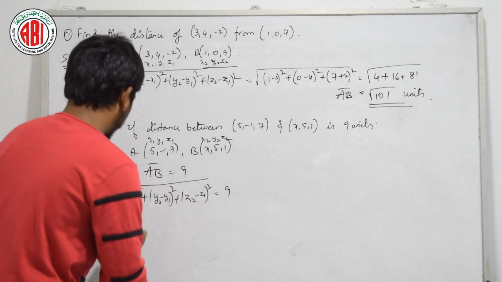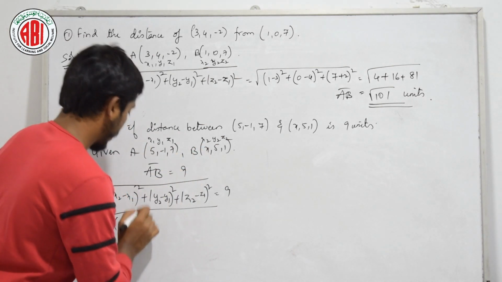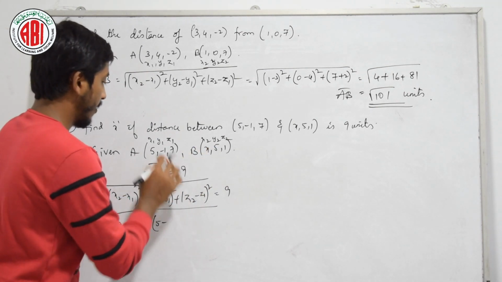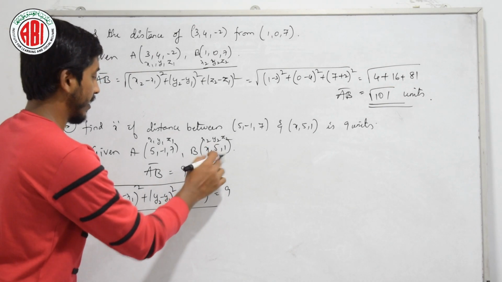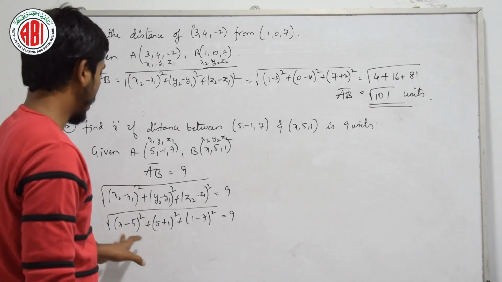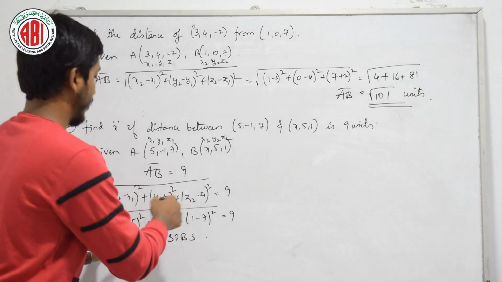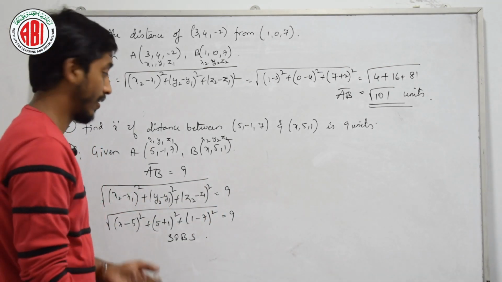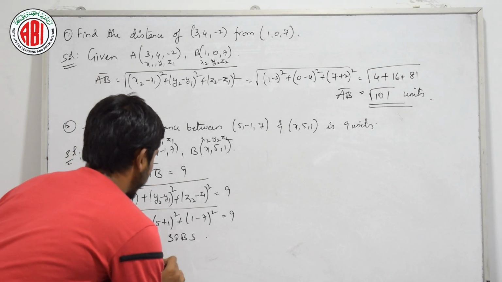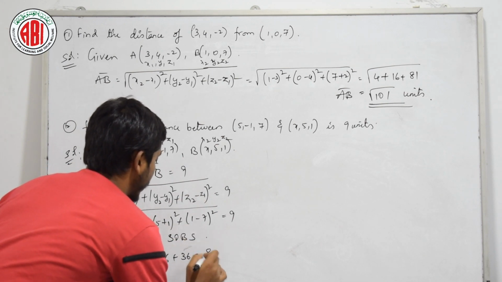Let's substitute them. That is under root (x2 minus x1). What is x2 here? Nothing but x. Minus what is x1? 5, whole square, plus what is y2? 5. y1 is minus 1, so plus 1, whole square, plus (z2 is 1 minus 7) whole square equal to 9. Is it okay? Let us square on both sides now itself. Squaring on both sides, the square root and square will get cancelled. Therefore, we will get (x minus 5) whole square plus (5 plus 1 is 6) square is 36, plus (1 minus 7) square is 36, equal to 9 square is 81.